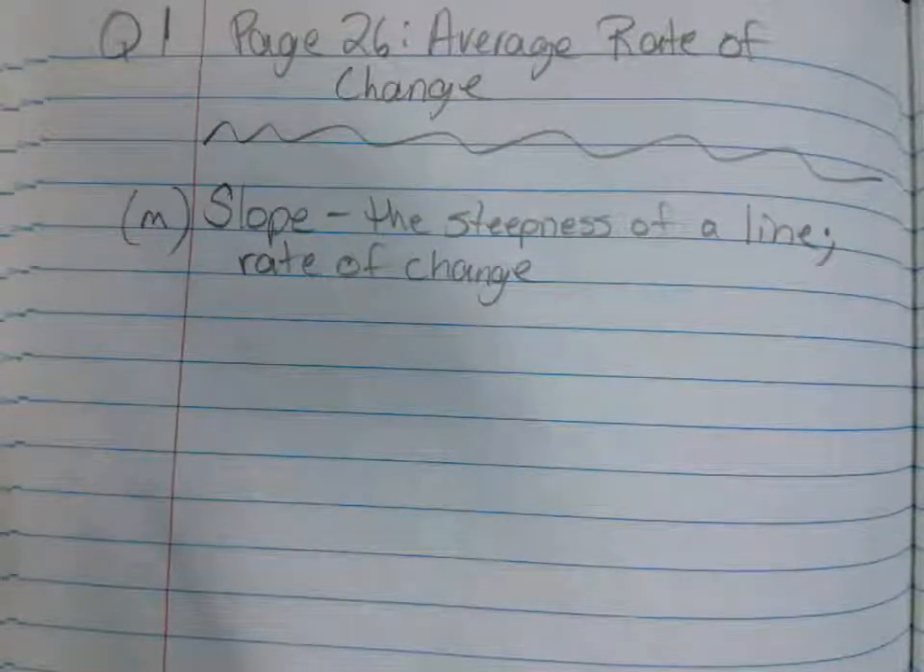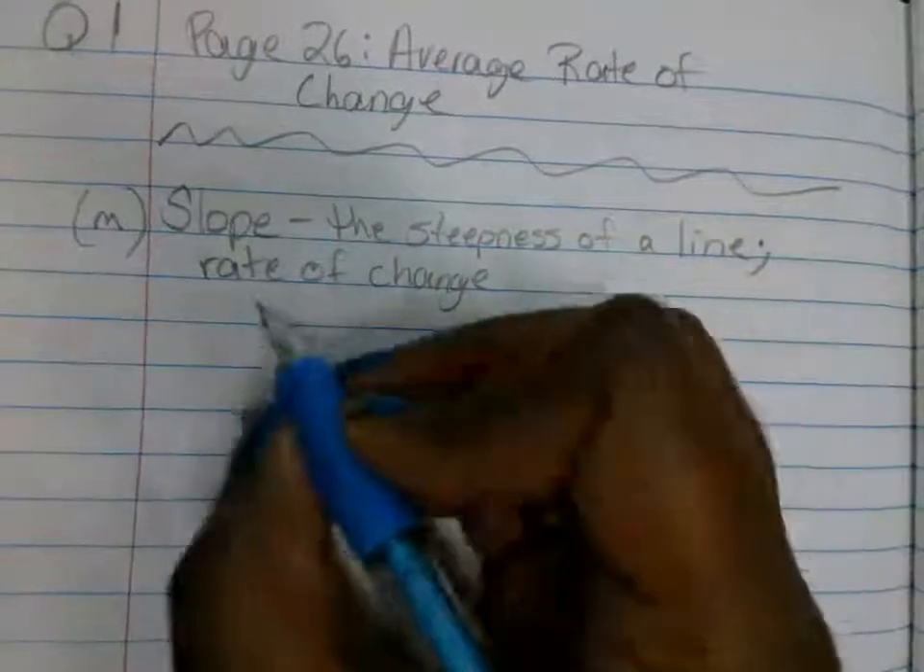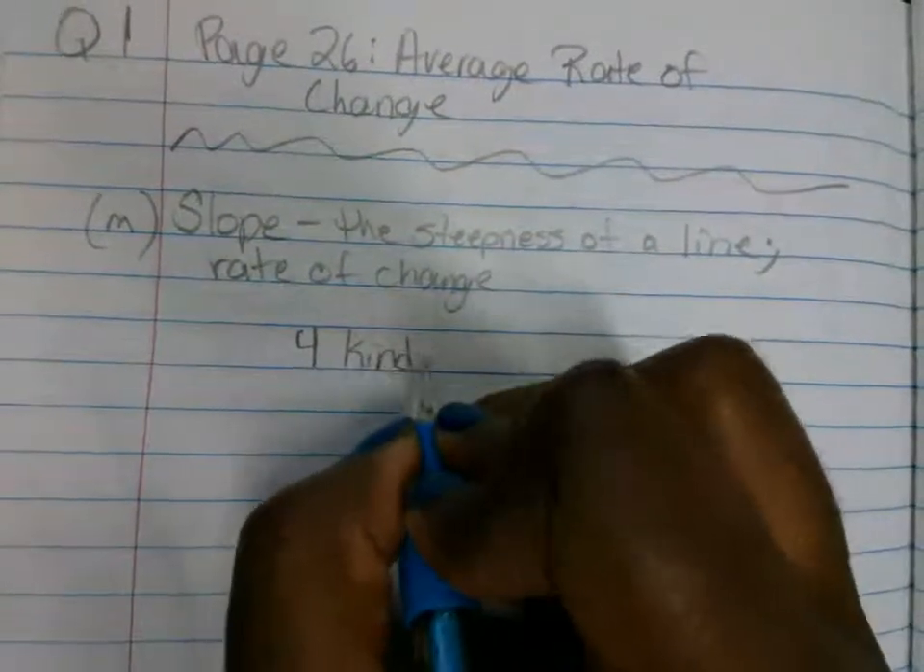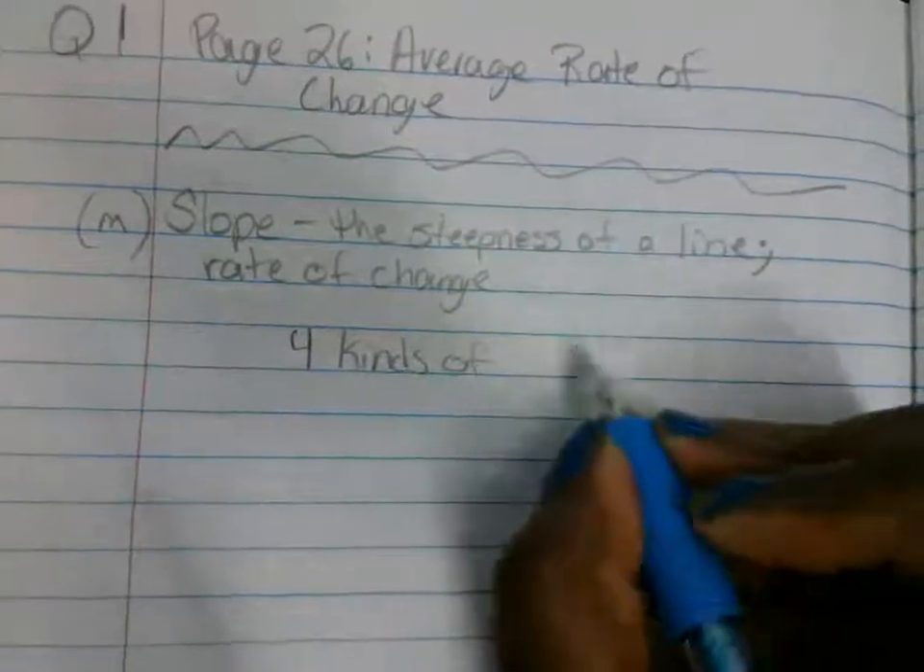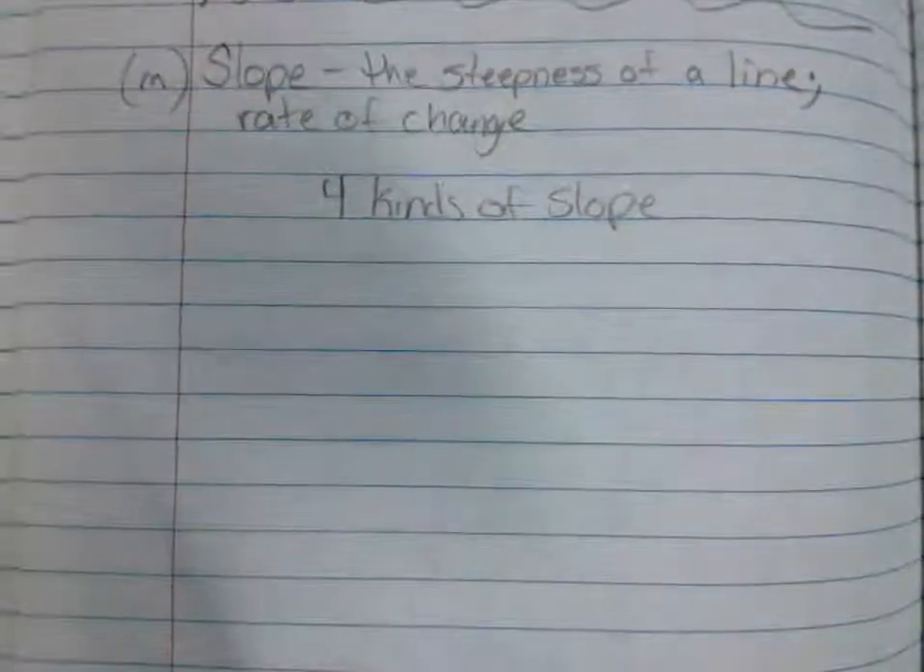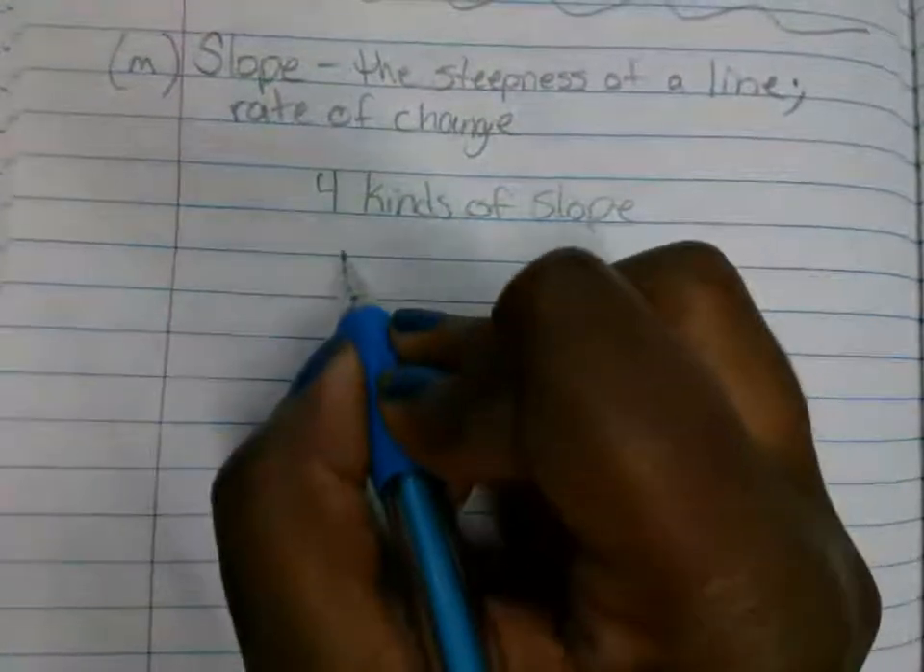All right, there are 4 different kinds of slope. We're going to do 4 graphs.